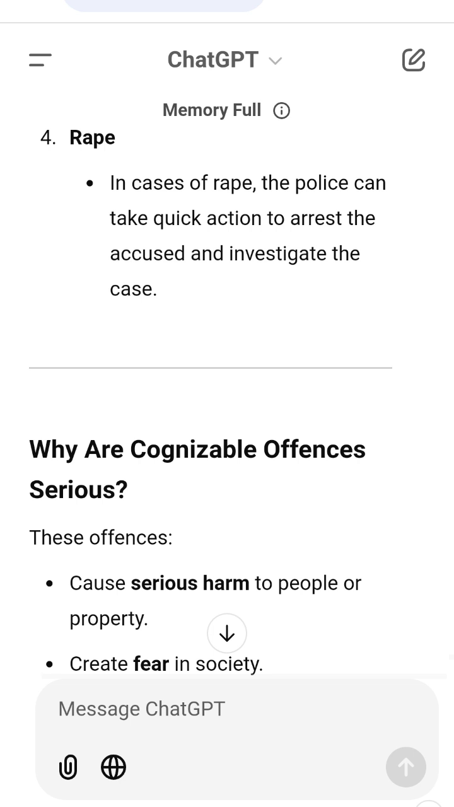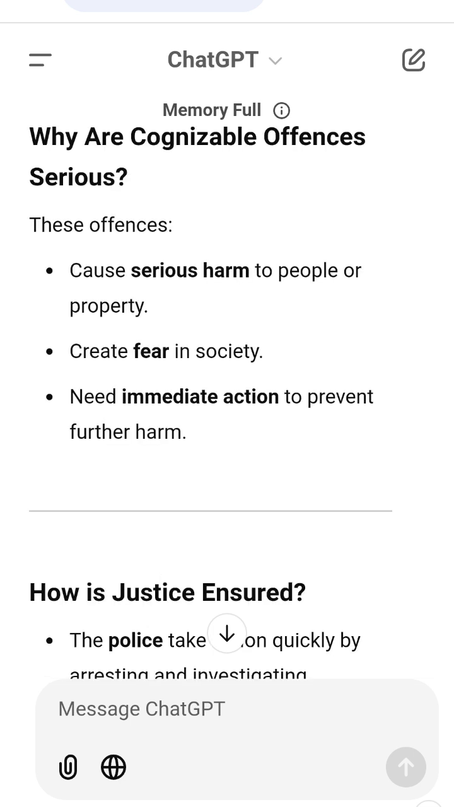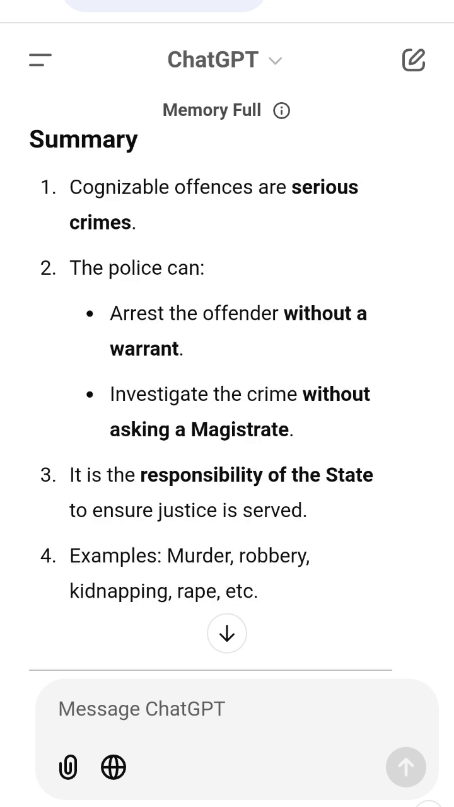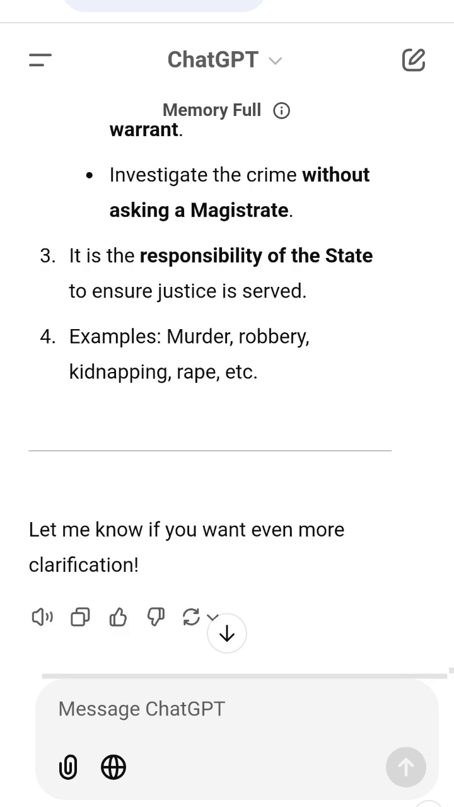Summary. 1. Cognizable offences are serious crimes. 2. The police can arrest the offender without a warrant and investigate the crime without asking a magistrate. 3. It is the responsibility of the state to ensure justice is served. 4. Examples: murder, robbery, kidnapping, rape, etc.